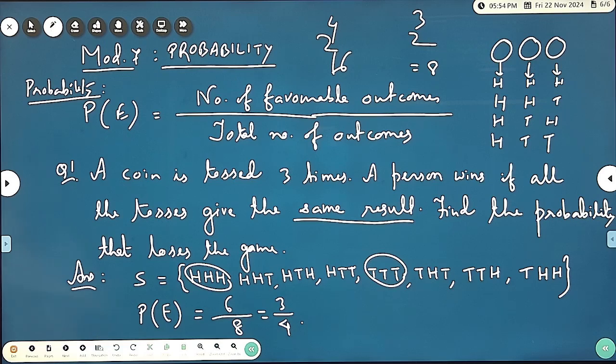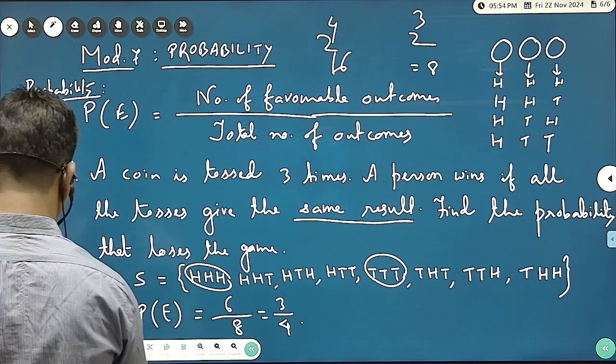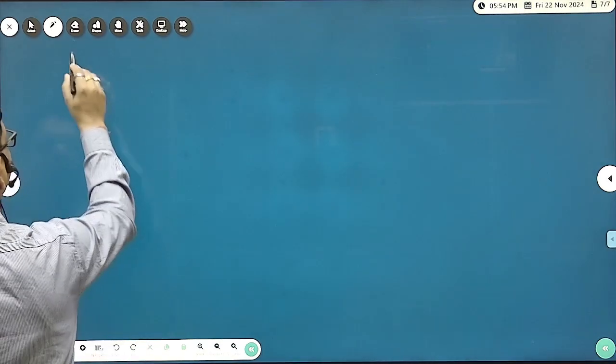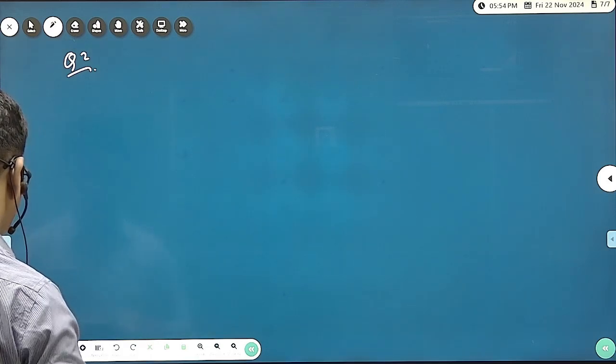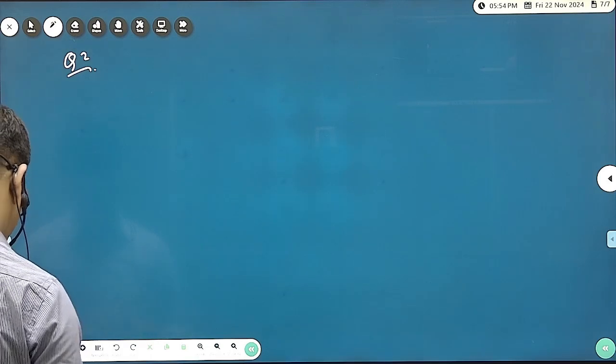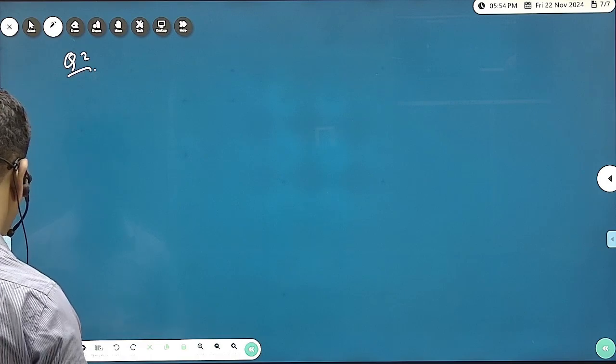Right, and another and the last question for today, question 2. It's just a basic thing that I'm starting, as you all know. We're trying to write some more sample spaces.